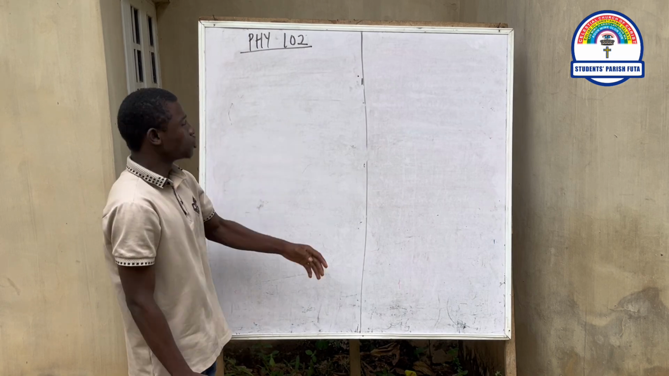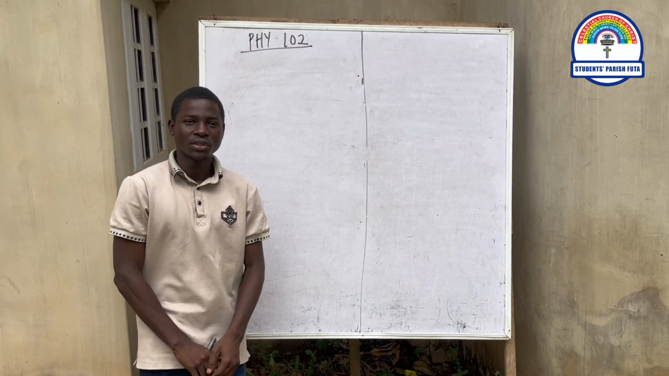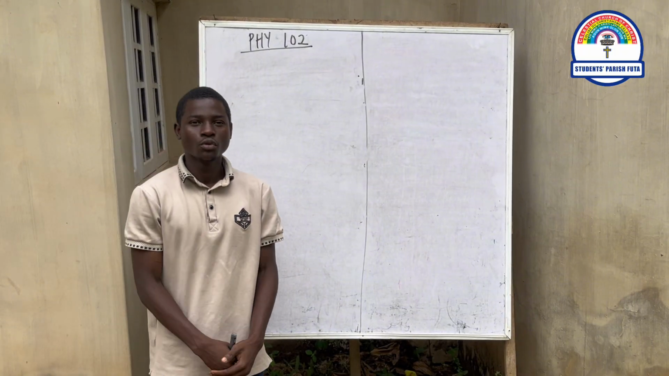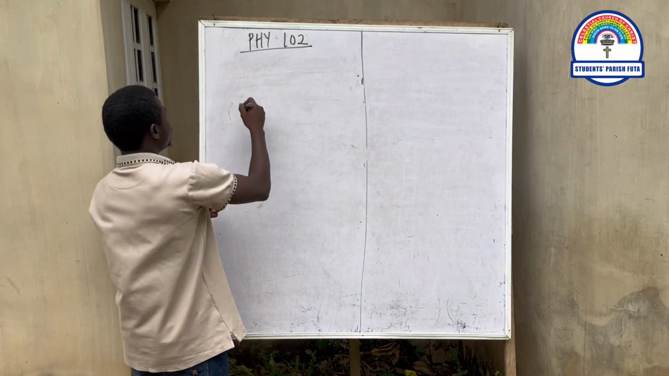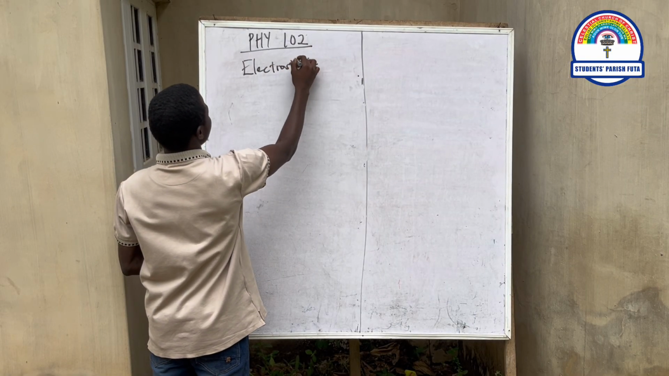Now, Physics 102, the first topic you have in that course is electrostatics, electric field, potential, and electric field intensity, but we're going to break it into a series so that it will be easier. So we'll be starting with electrostatics. That is the beginning now. I'm talking more about charges.